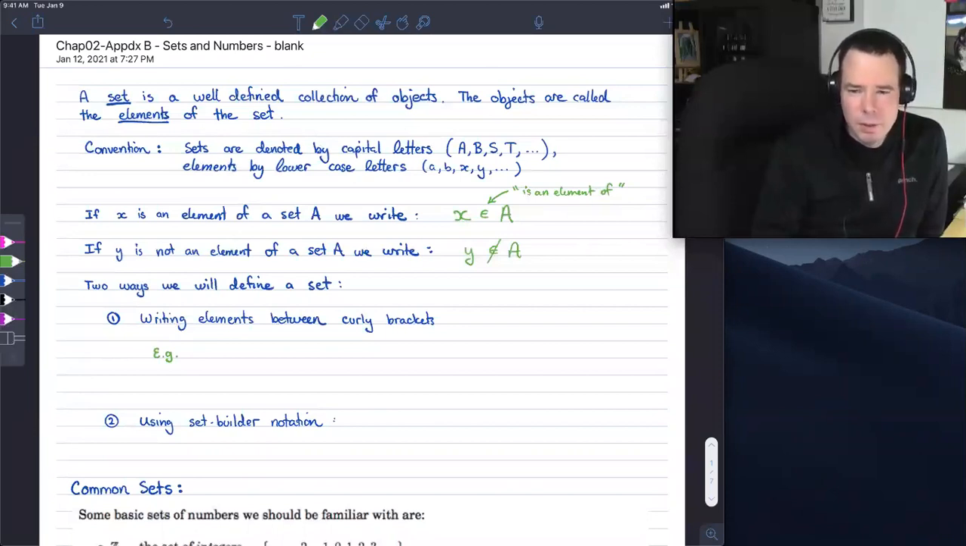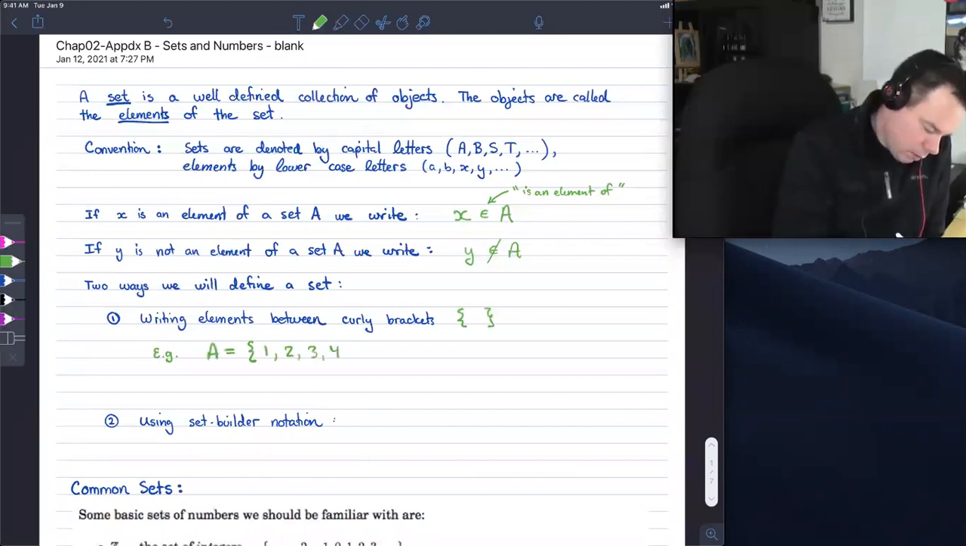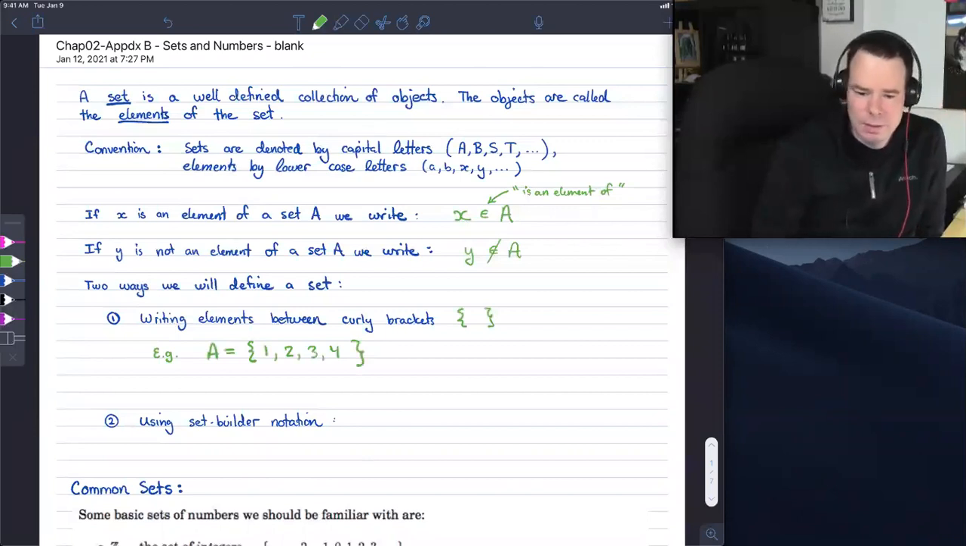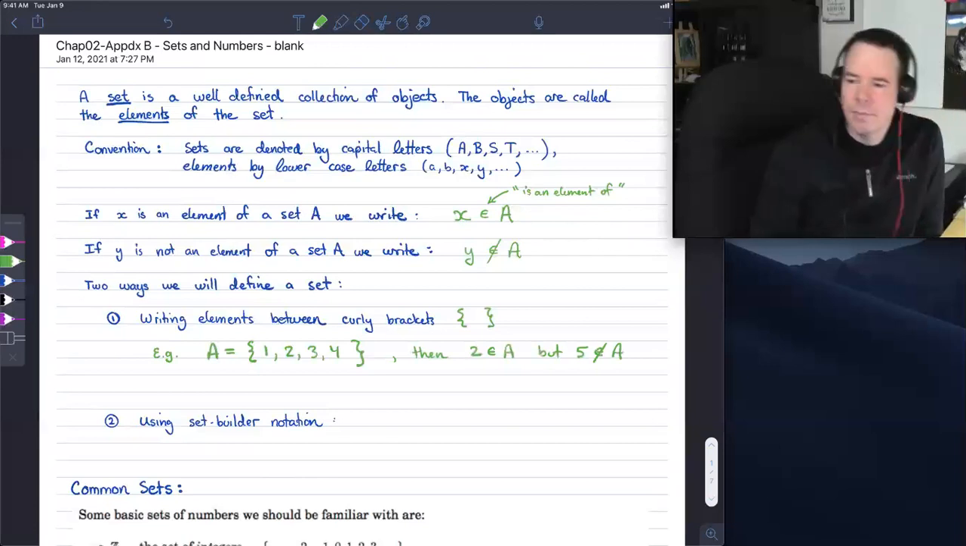How do we define a set? For us, we're going to define sets in two ways. We're either just going to explicitly list the elements by writing them in between curly brackets. So for example, we could do A is {1, 2, 3, 4}. So A just consists of the set of objects, which are the integers 1, 2, 3, and 4. And so we could, for example, say 2 is an element of A, but 5 is not an element of A, because 5 isn't in that set.